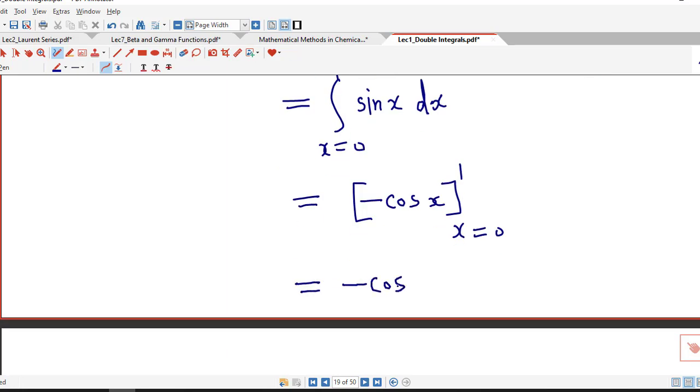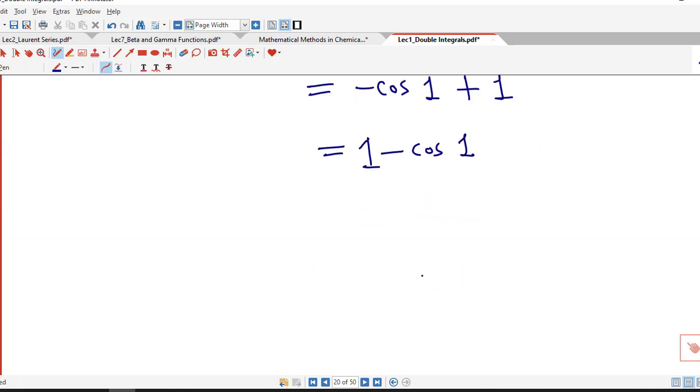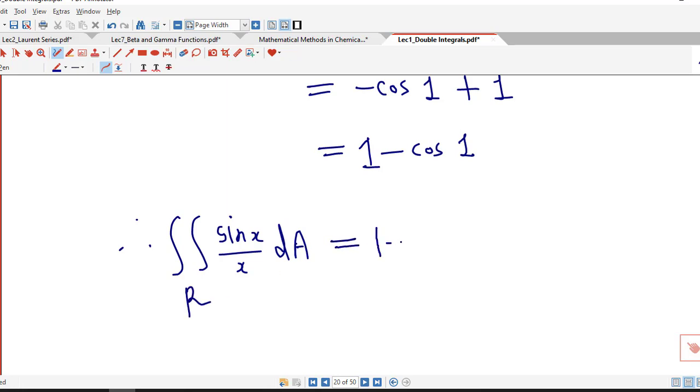First we put x equal to 1. So we have minus cos 1 minus, minus cos 0, upper limit minus lower limit, and this is going to be negative negative positive, and the value of cos 0 is 1. So we are having 1 minus cos 1. Therefore the value of the given double integral over the triangular region is nothing but 1 minus cos 1.